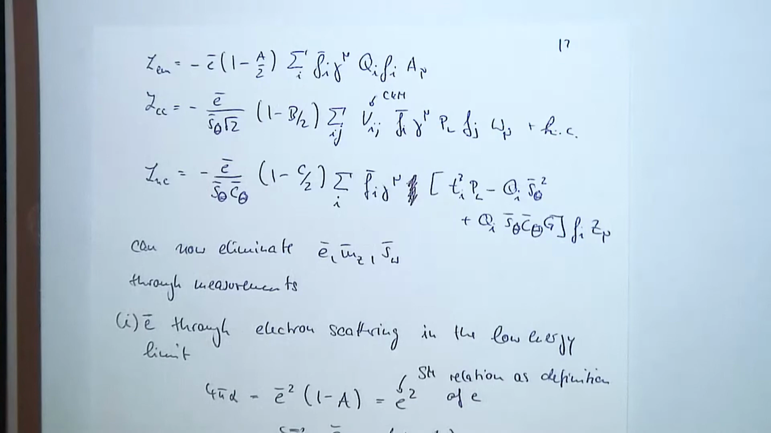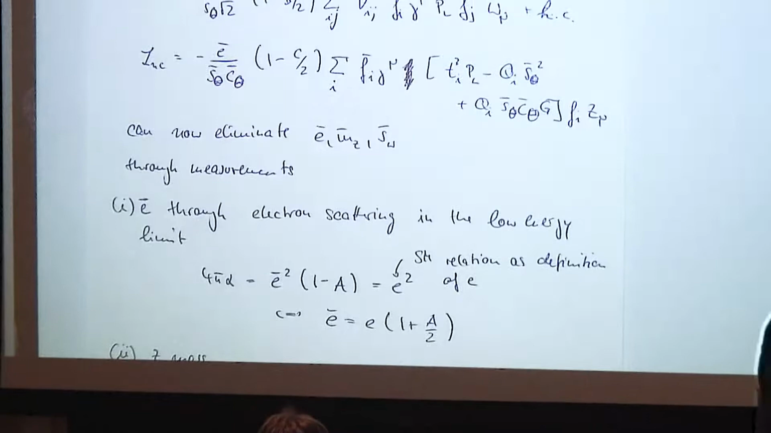But, and I keep going on about this all the time, none of these parameters is really physical, but they are related to physical quantities through measurements. So now we can eliminate some of these through measurements, okay? So, for instance, we can take the electric coupling, the Z mass, and the sine of the Weinberg angle, and work them out. So we can fix E through electron scattering at low energy. So we know that this essentially gives you the fine structure constant. And you can take this as a definition of E, okay?